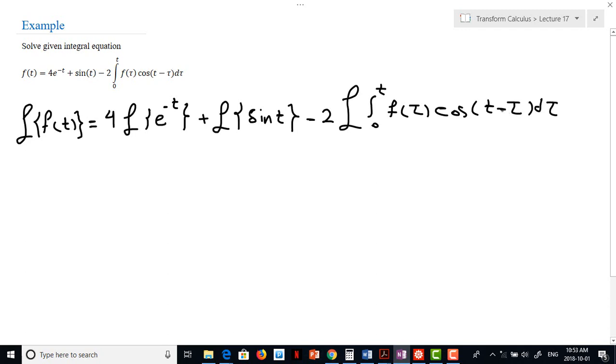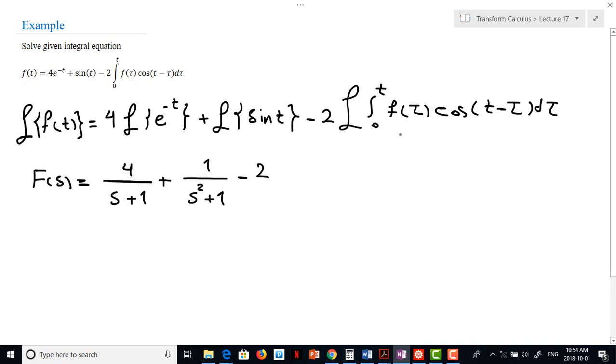d tau. So Laplace transform of f(t) is equal to F(s). We have to find it. It's equal to Laplace transform of e to the power of minus t. So we know that we have 4 here, 4 over s plus 1, plus Laplace transform of sine t, it's 1 over s squared plus 1, minus 2 times.